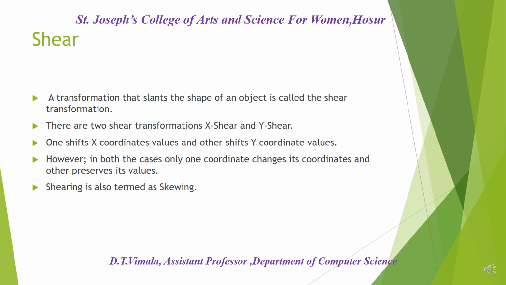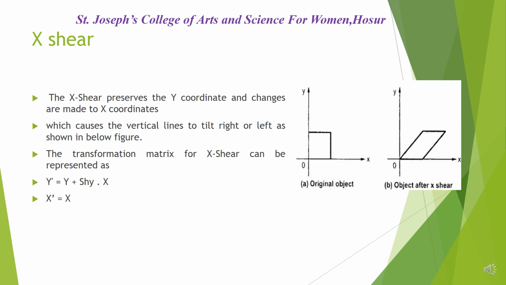Next is shear. A transformation that slants the shape of an object is called the shear transformation. There are two shear transformations, x shear and y shear. One shifts x coordinate values and the other shifts y coordinate values. However, in both cases, only one coordinate changes and the other preserves its values. Shearing is also termed as skewing.